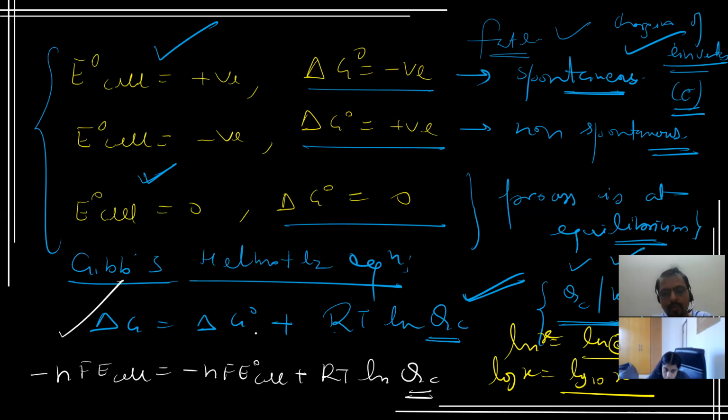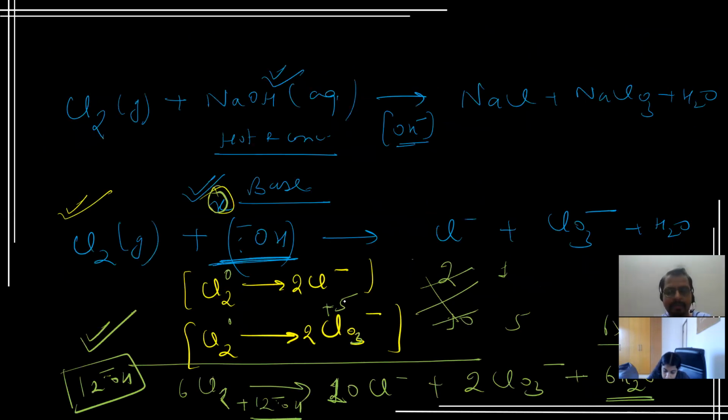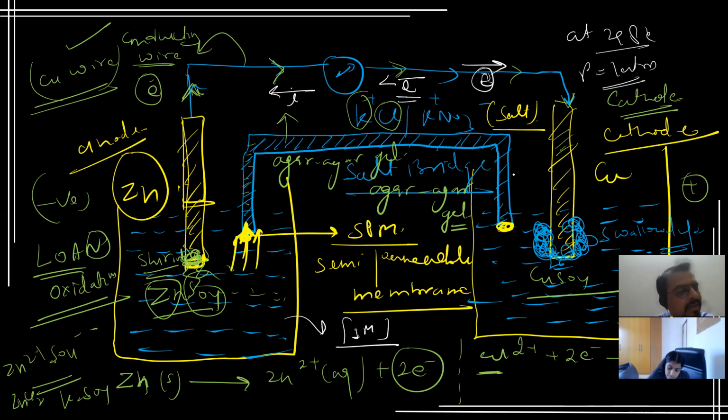Suppose I'll go to the slide where we were discussing the cell diagram. The cell diagram is here. When the concentration of this electrolyte is 1 molar, temperature is set at 298 Kelvin, and the pressure is 1 atm, when all the standard conditions are applied on the system, that time the E cell will be the E naught cell.